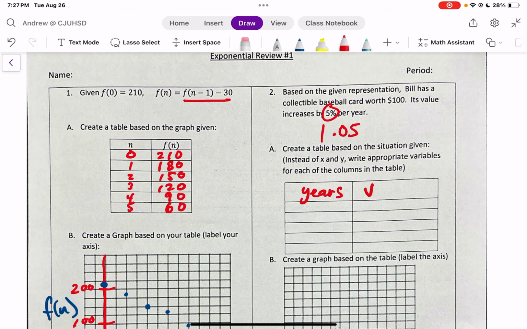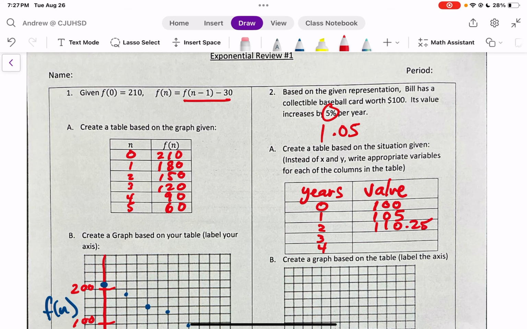So we'll start it at 0. And we will have in between values here. This is going to be $100 and then 105. Now after that, I'm going to have to use a calculator. So let me pull that up. All right, so 105 times 1.05, it looks like it's 110.25.